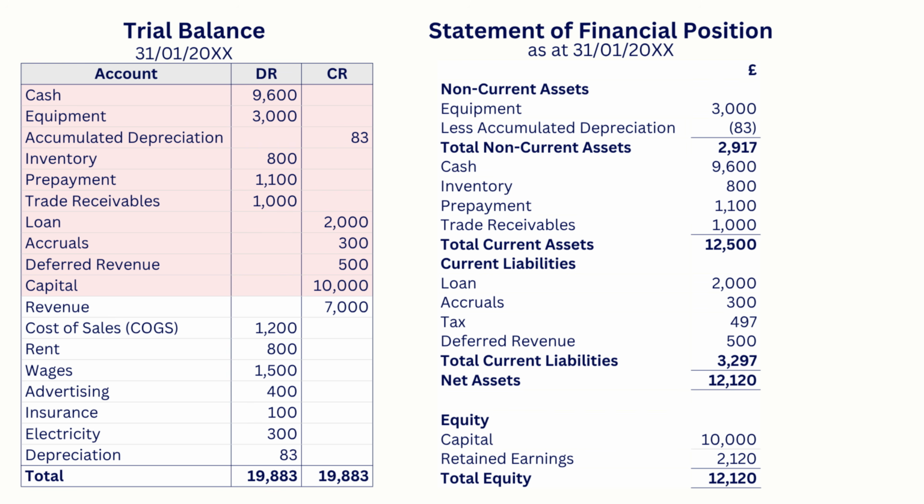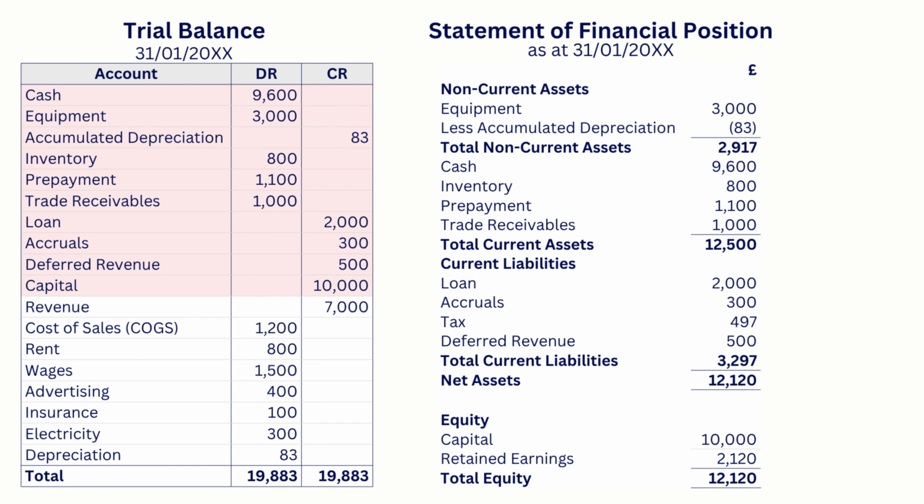The statement of financial position, or balance sheet, shows the financial position at the end of January. We include assets, which are cash, equipment, accumulated depreciation, inventory, and prepayment. Liabilities, which are loan, accruals, and deferred revenue. And equity, which is owner's capital plus profit.